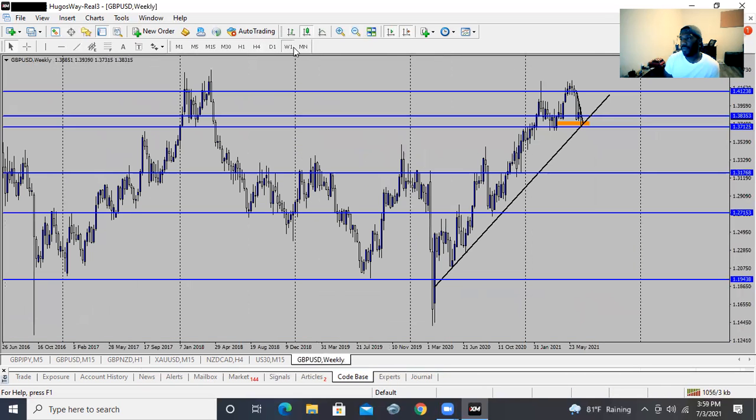Let's look at the overall trend line. Here we had the uptrend, we had a push, push, push. We had a comeback retest.